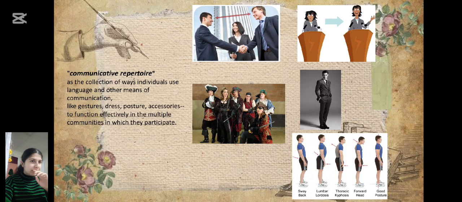So communicative repertoire is the collection of ways individuals use language and other means of communication like gestures, dress, posture, accessories, to function effectively in the multiple communities in which they participate. For example, students or teachers cannot enter the class in pirate costumes, right? They must wear the dress that is allowed in classrooms.